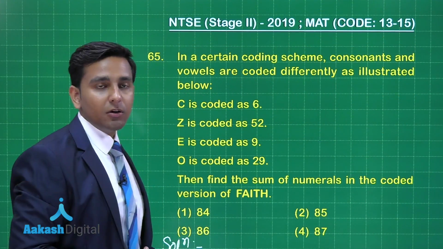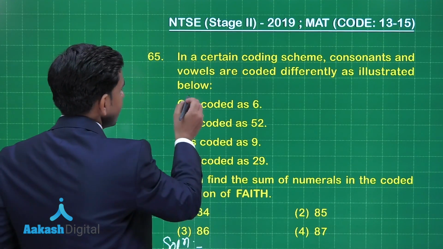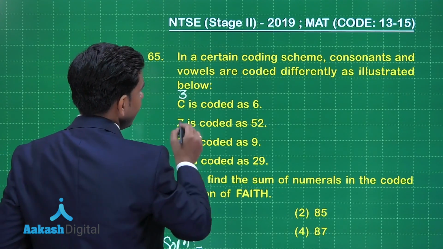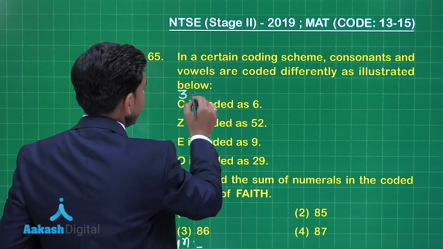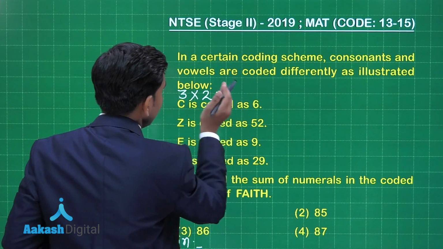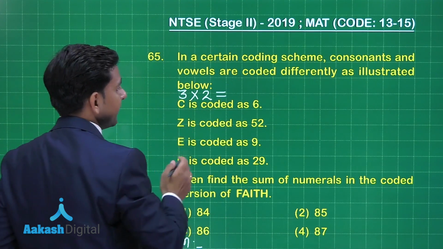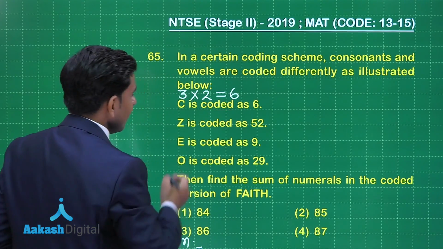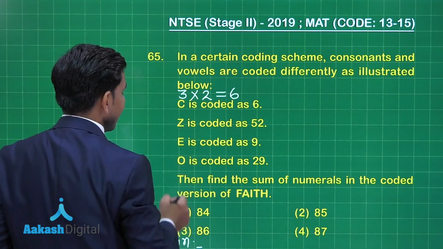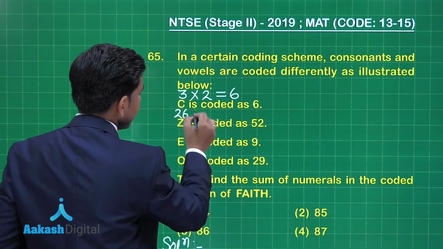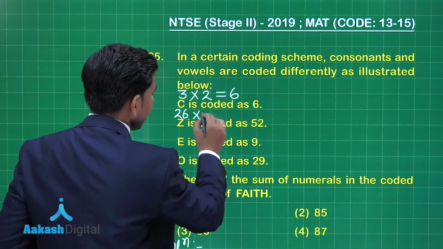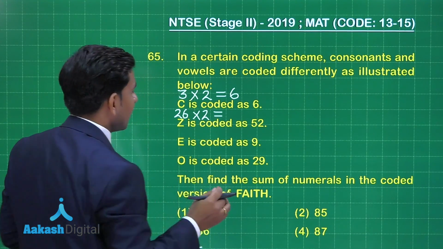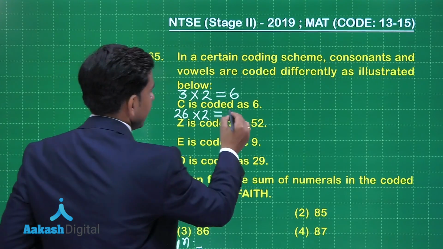Let's decode the coding pattern. See, C's position in the English alphabet is 3 and its code is 6. That means we are taking twice the position of this letter C. Similarly, the position of letter Z in the English alphabet is 26 and its code is 52. That means again we are taking twice the position of letter Z.